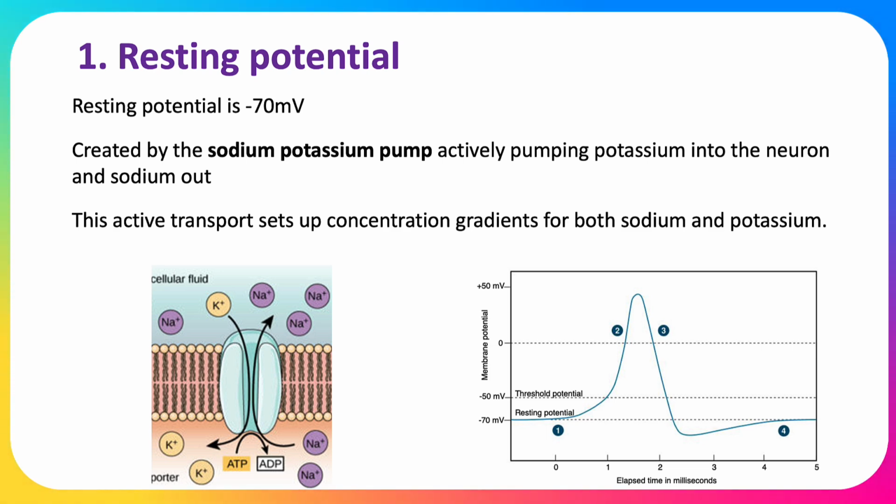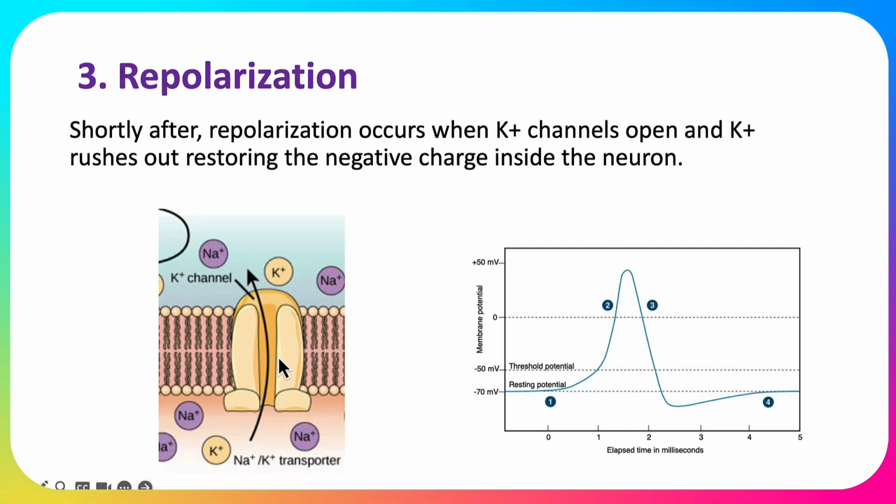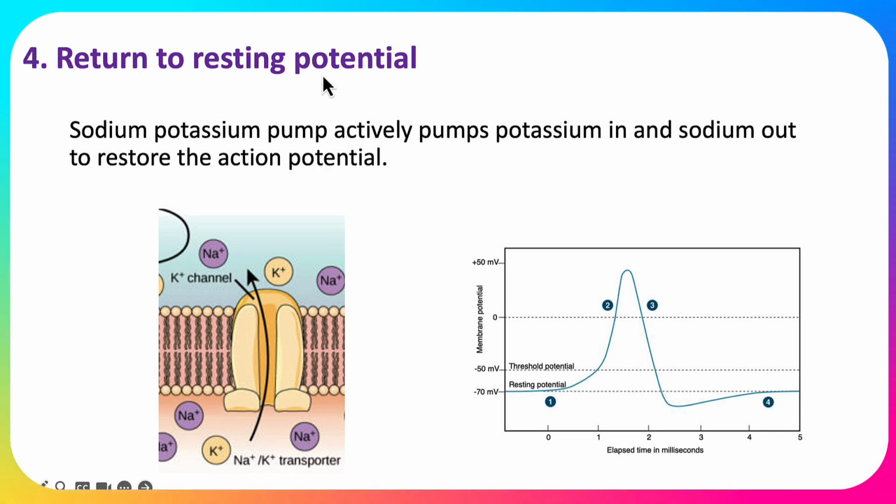So just a summary, the resting potential is minus 70. It's created by the sodium-potassium pump, which actively pumps potassium in and sodium out. Sets up those concentration gradients. And the depolarization is when we have the sodium coming in, makes it positive. Repolarization is when the potassium goes out, making it negative again. And then we return to our resting potential again.